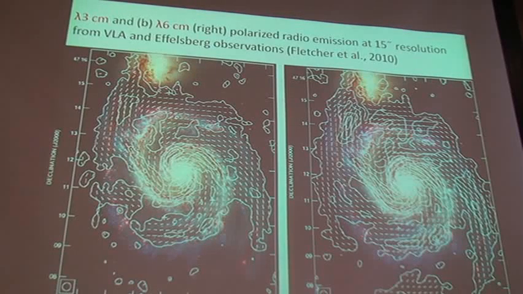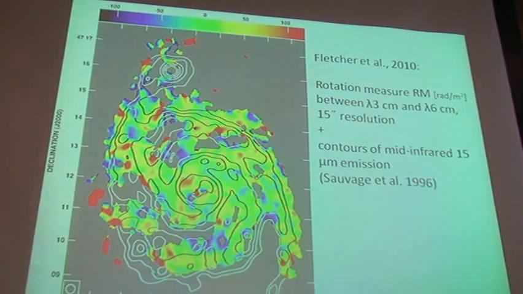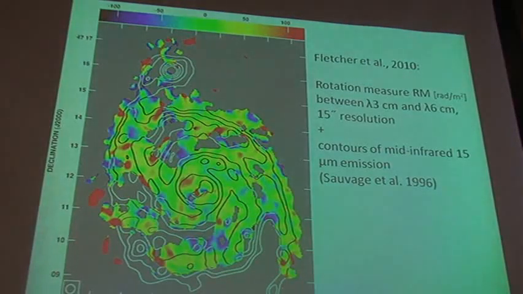So, what about RM? What about the difference? Color shows the map of RM, of the difference between angles divided by difference of lambda squared, in the units of radians per square meter. Red means plus 100, dark blue means minus 100. Gosh, it's a complete mess. It's a complete mess. And it's clear why.